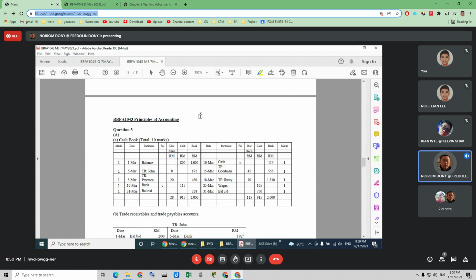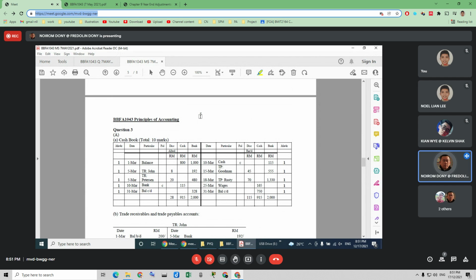Question 3, if you look at the requirement, the question is asking you to prepare a 3-column cash book to record the above transaction for the month of March. And then B, prepare the trade receivable and trade payable account for the month of March 2021. So when they state account there, you need to provide a trade receivable ledger account and a trade payable ledger account.